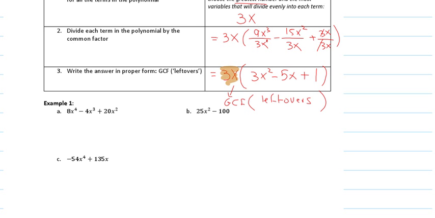So, the first question you're going to ask yourself, do I have a common factor? And what is it? So, are you guys ready for the next one? 8x to the power of 4 minus 4x cubed plus 20x squared. What would be my greatest common factor? 4. Each one is divisible by 4. Yeah?